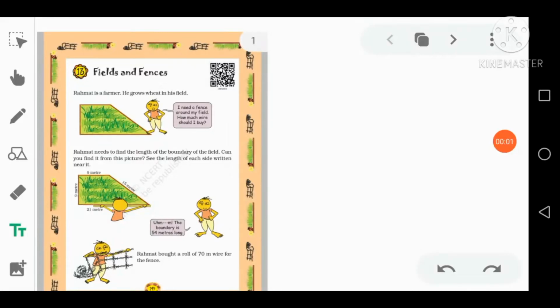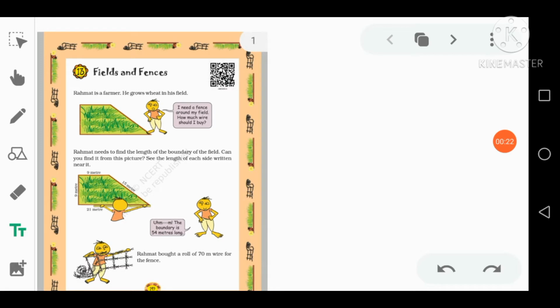Hello students, today we will start a new chapter, chapter 13, Fields and Fences. Here you can see one man is standing and he is saying something. Before that, who is that man? He is a farmer. His name is Rahmat. Rahmat is a farmer. He grows wheat in his field.